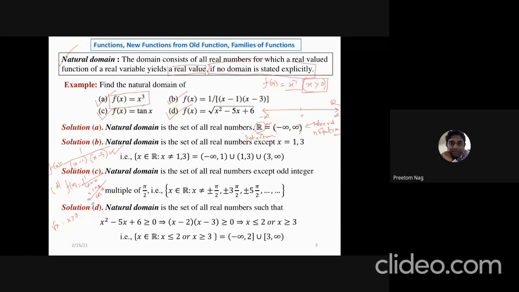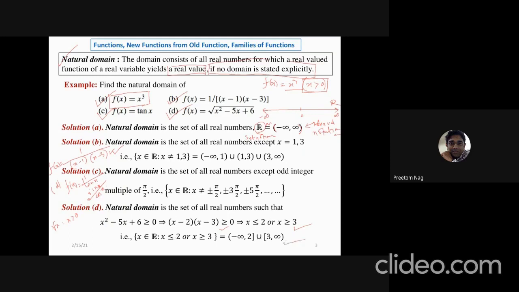After that, if this part is 0, then x minus 2 into x minus 3 is also 0. So x less than or equal to 2 and x greater than or equal to 3. Therefore we can write x belongs to R such that x less than or equal to 2 or x greater than or equal to 3, which indicates minus infinity to 2 and 3 to infinity. So that is the answer of the last question.